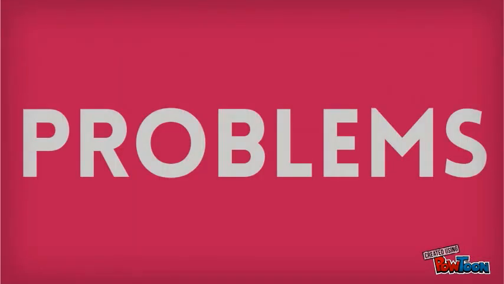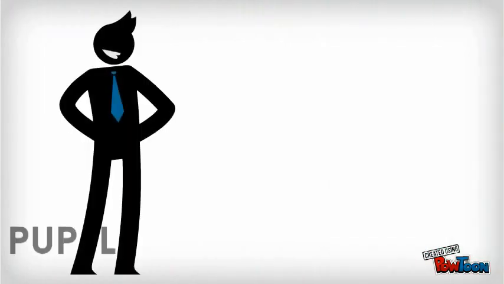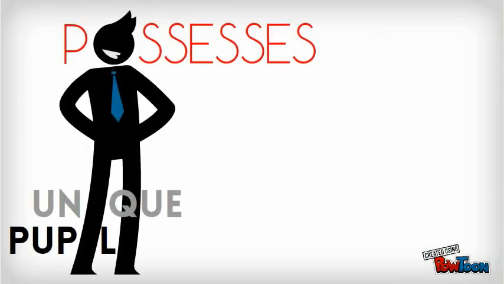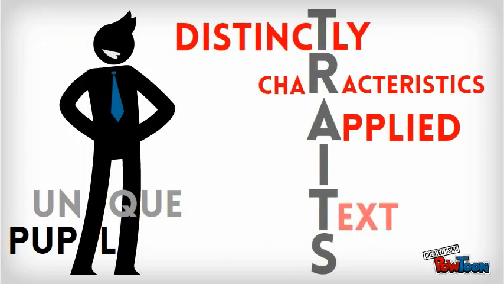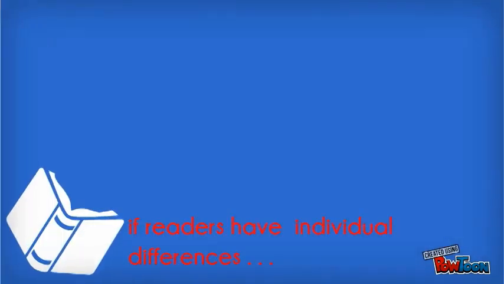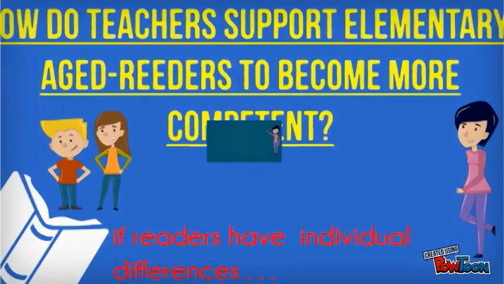But most of the problems among teachers are the pupil's capacity to comprehend. Each pupil is unique and he or she possesses traits and characteristics that are distinctly applied with each text and situation. If readers have individual differences, how do teachers support elementary-aged readers to become more competent?